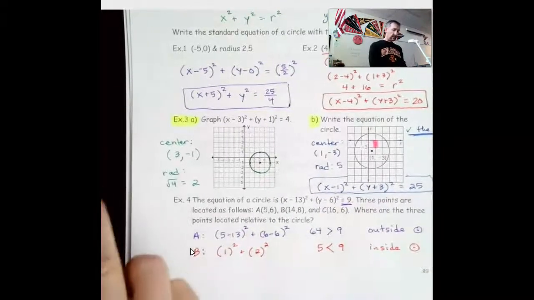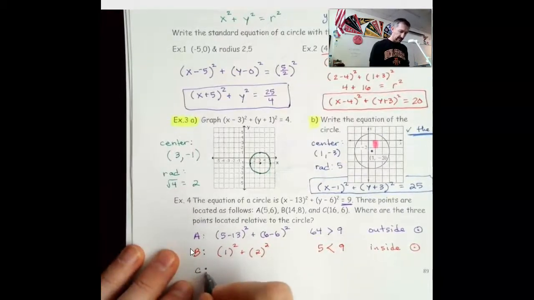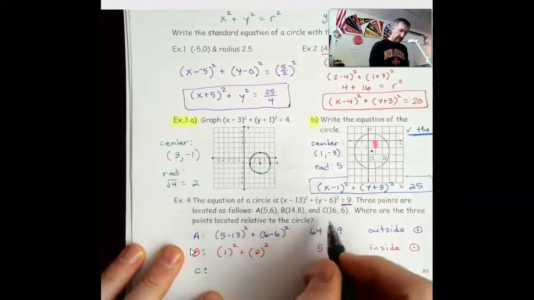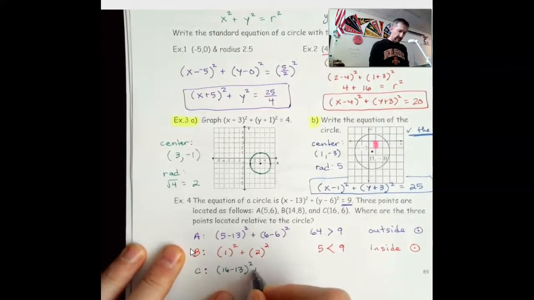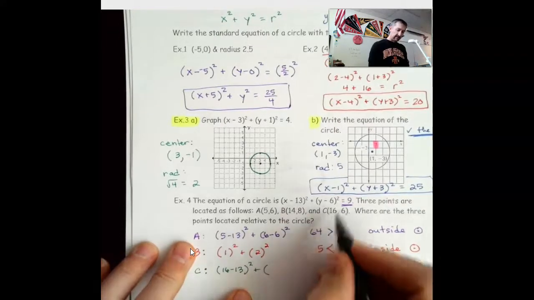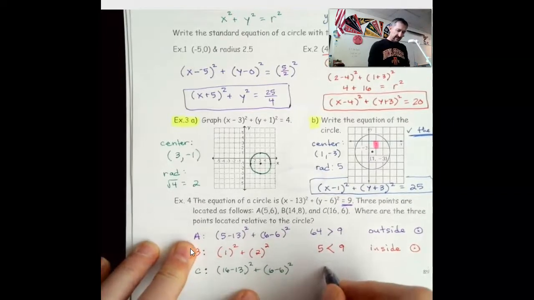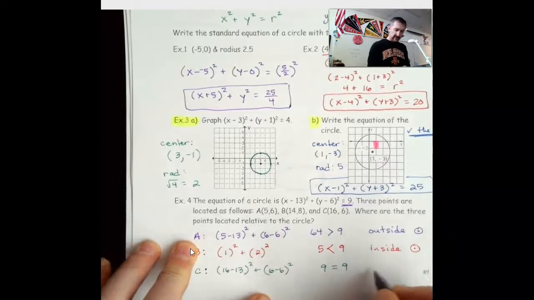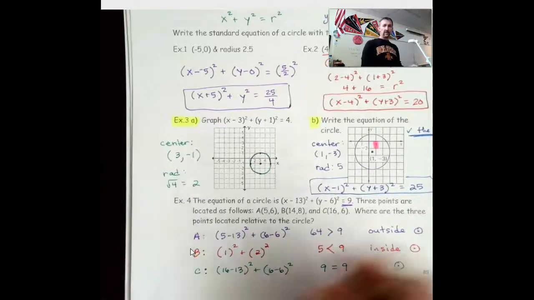Okay? And finally, point C, I'm guessing it's probably on the circle, but let's see. So 16 minus 13 squared plus, and again, 6 minus 6 squared. So that's 3 squared, that's 9. So 9 equals 9, so that's on the circle. Okay, so I think that's all pretty clear there.